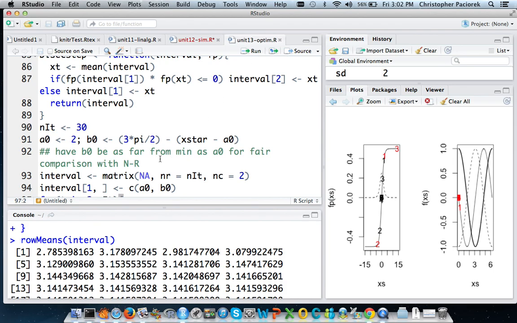Okay, so let's quit there, and when we start in next time, we'll start in on section 5, which is on multivariate optimization.